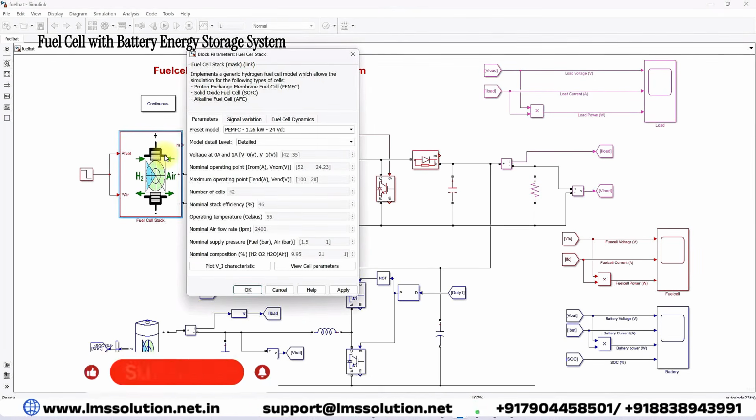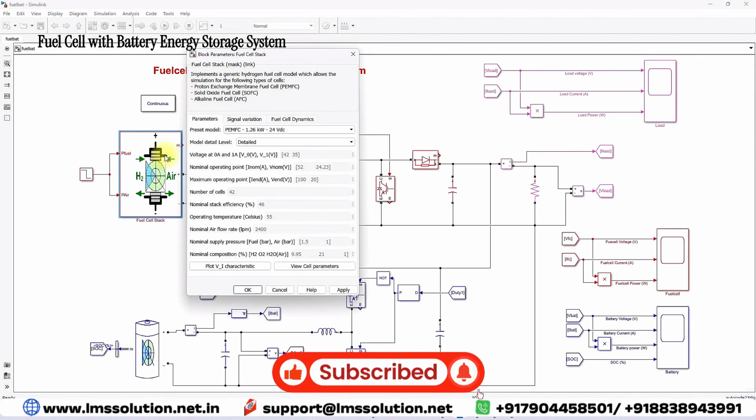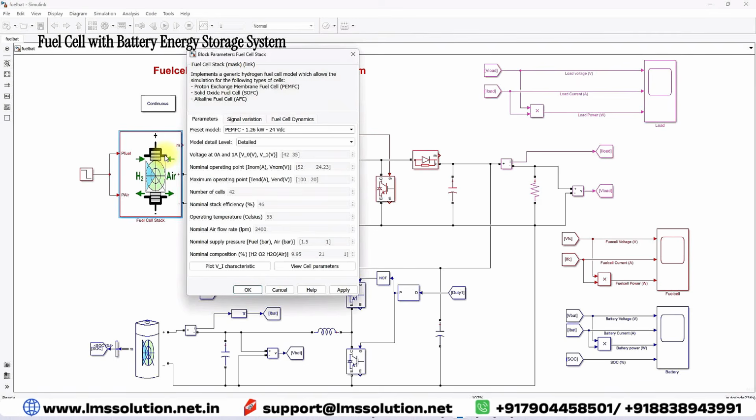Here you can see the rating of the fuel cell. At a nominal operating point, when we operate the fuel cell at 24 volt, it will generate around 1.26 kilowatts. It can generate maximum power when we are operating that fuel cell at 20 volt. Totally it can generate 2000 watts. We can supply a maximum of 2000 watts.